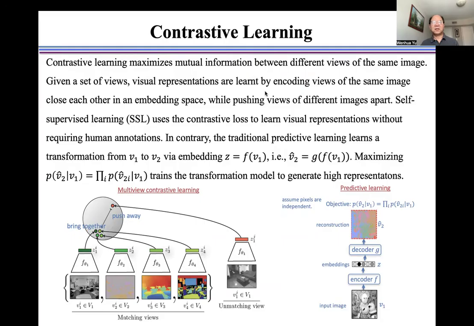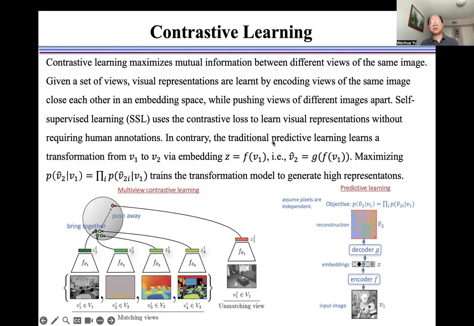Self-supervised learning uses the contrastive loss to learn visual representations without requiring human annotations. As shown here, these are matching views. Their representations in the embedding space are close to each other. This is the non-matching view. Its representation is far away from those points.